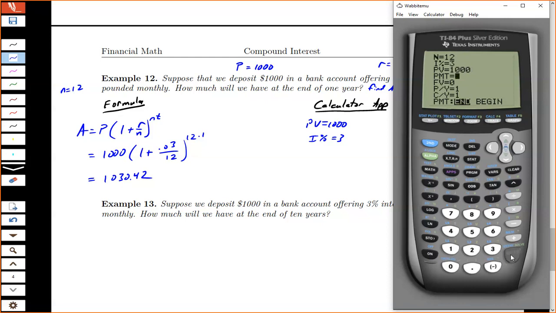Okay, payment should stay 0. Final value is what I want, but I want to hit enter again because I want to go down here and adjust these. These should be equal to the little n, which is 12. Now, one of the things you'll notice, if I change the first one to 12, it will automatically change the second one for me. So that's convenient. But then I want to find the future value. So what I do is I go up to future value.